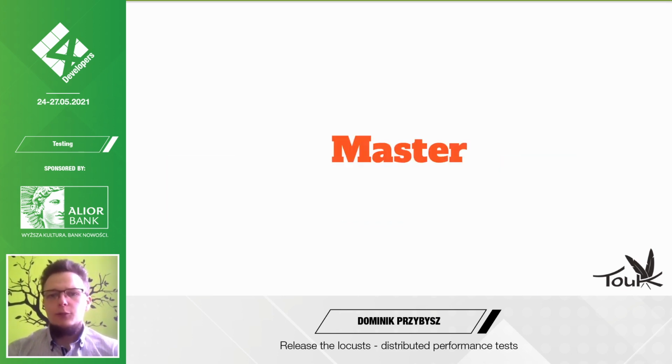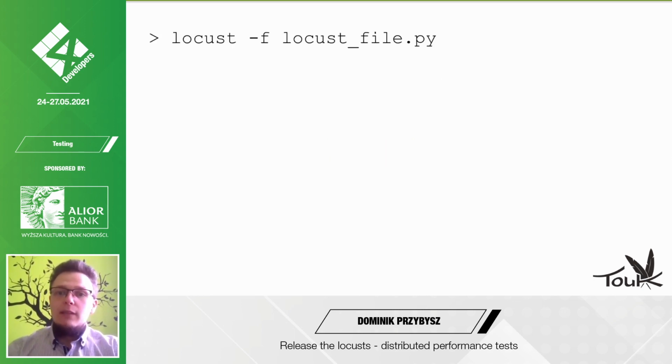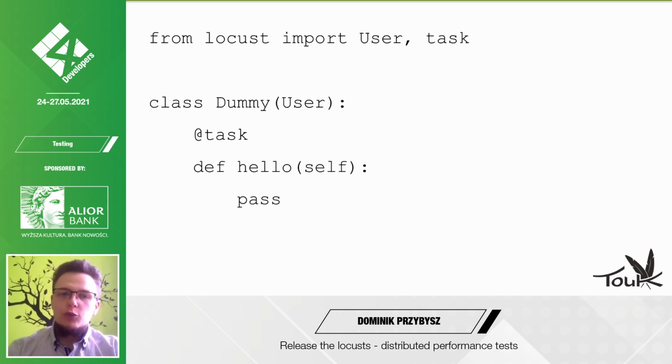Okay, let's look more deeply at master. To run a master, we have to pass some locust file to the locust command. In such a locust file, because master doesn't interact with our tested system, it's not really important what we have here. We can have some dummy user defined, but we have to have at least one user with at least one task defined. So here, as you can see, we can pass a dummy user. In such a locust file, we can define a lot of other things, but I will mention them in the future.